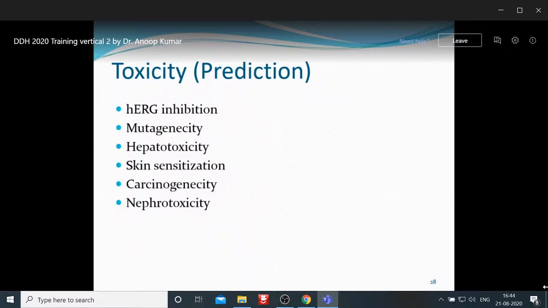Likewise, you can predict mutagenicity, hepatotoxicity, skin sensitization, and carcinogenicity. We can predict nephrotoxicities. So all these major toxicities we can predict, as well as other toxicities, also neurotoxicities. All these toxicities we can predict.